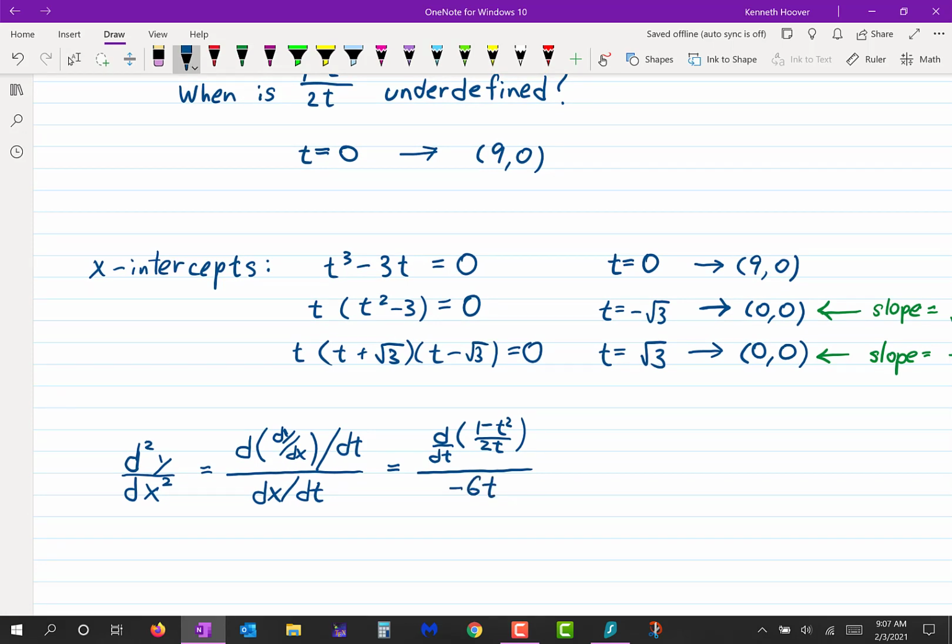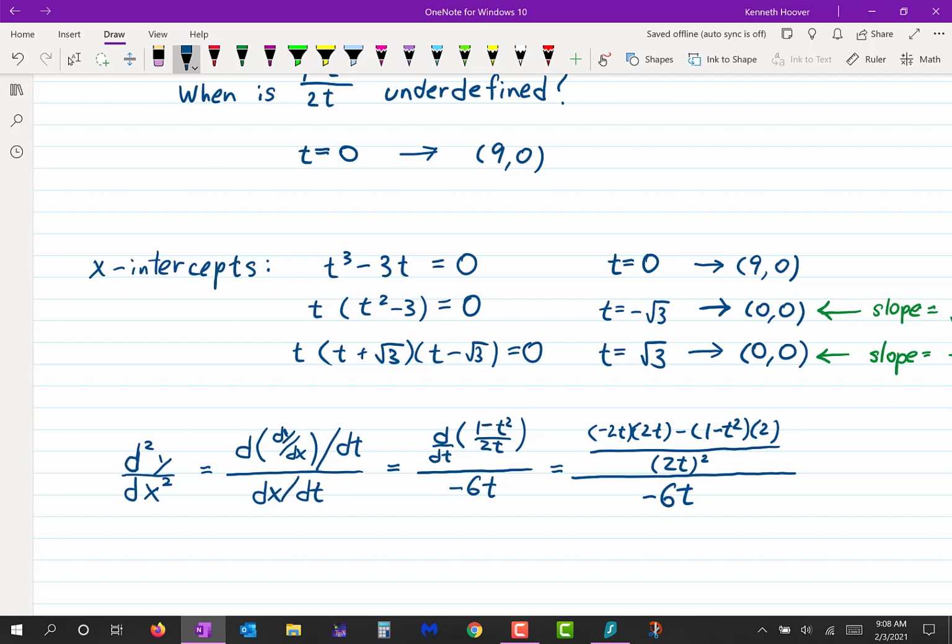Okay, so now for that top one, I'm going to have to use the quotient rule. Okay, the derivative of the top times the bottom minus the top times the derivative of the bottom, divided by the bottom squared. And then that whole thing is then divided by negative 6t. Now this is just algebra. Go ahead and multiply that out and simplify it. If you need some time to do that, go ahead and pause the video for however long you need.